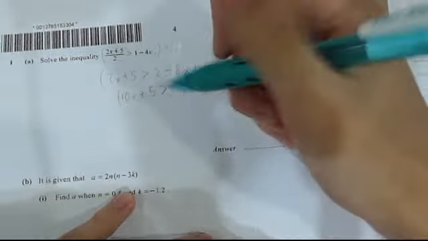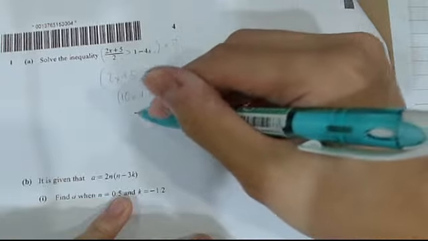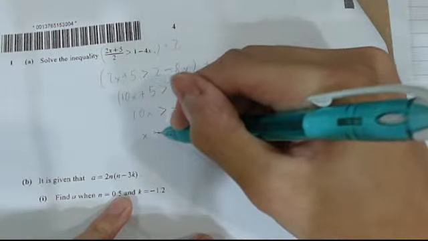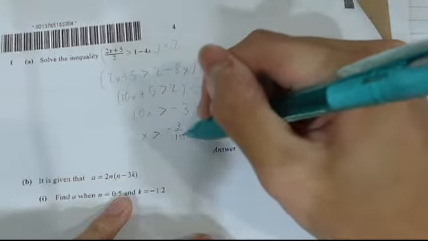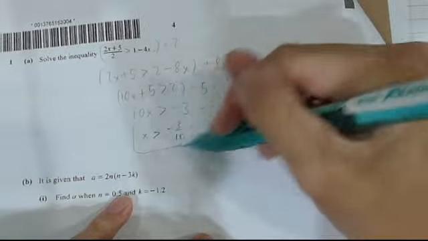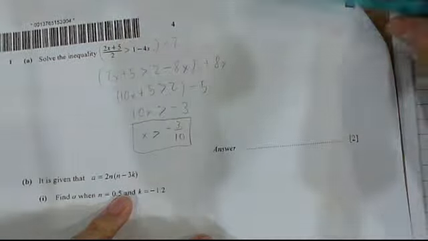Subtract 5. We get x greater than negative 3. And that is our answer.